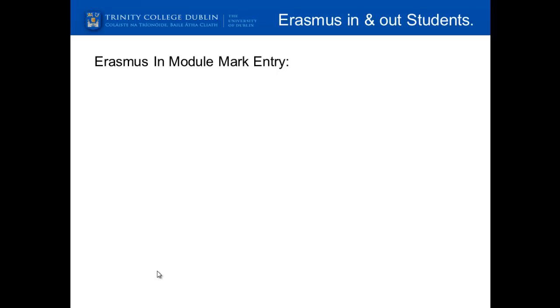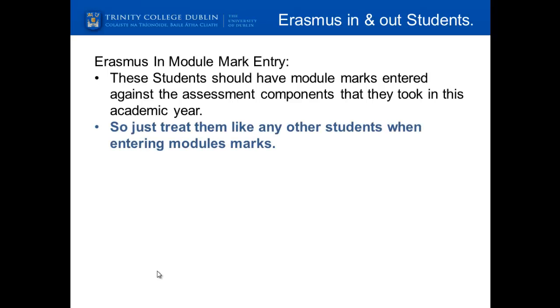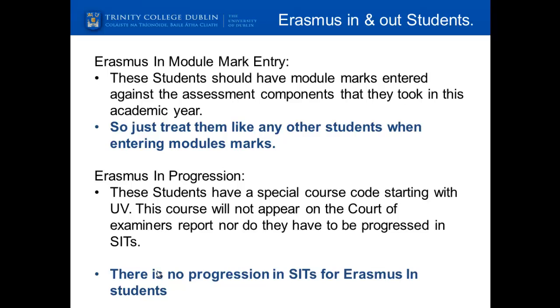For Erasmus in students, for module mark entry, these students should have the module marks entered against the assessment components that they took in this academic year. So just treat them like any other student when entering module marks. However, for Erasmus in students, for progression, these students have a special course code starting with UV. This course will not appear on the Court of Examiners report, nor do they have to be progressed in SITS. So there is no progression in SITS for Erasmus in students.